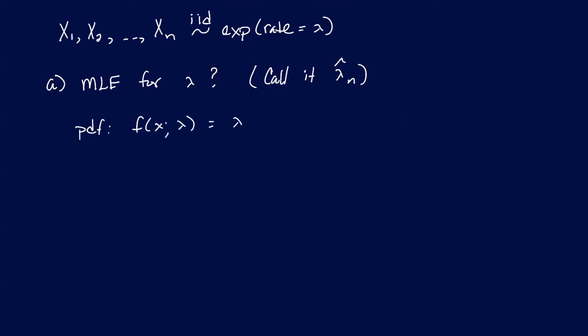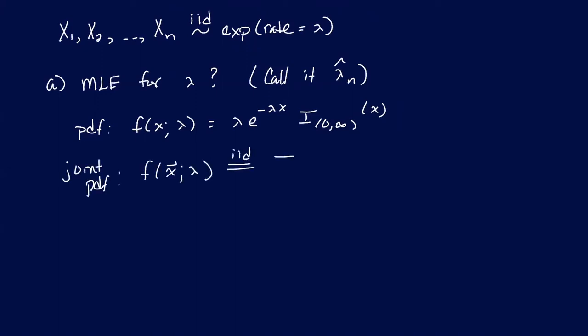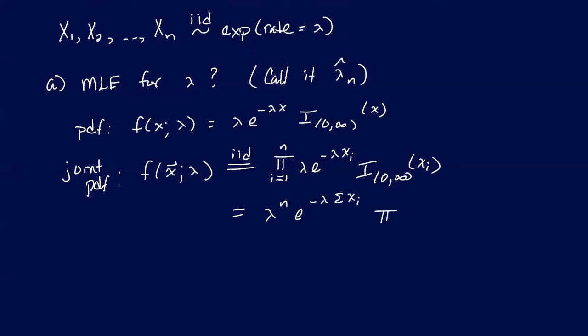We want to write down the PDF for the exponential distribution. And then we want to form the joint PDF. Because these are IID random variables, we can get to the joint PDF by just multiplying together a bunch of individual PDFs. So we get lambda to the n, e to the minus lambda, the sum of the xi, and then a product of indicators.